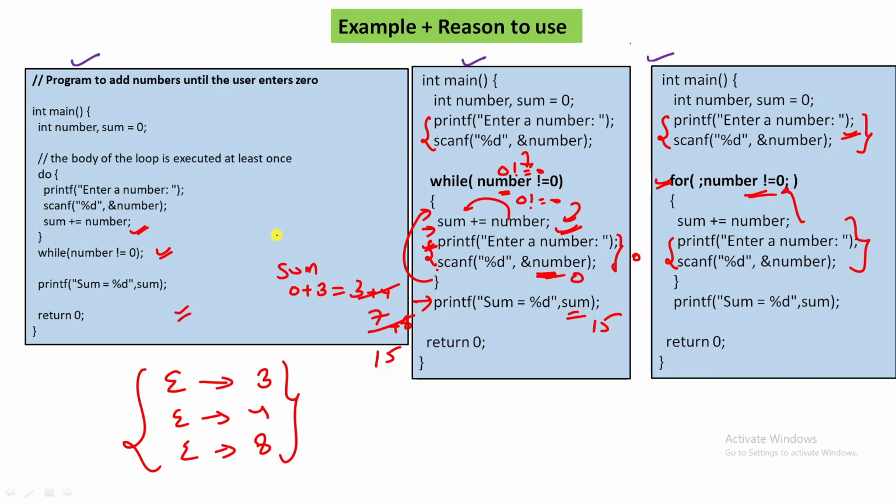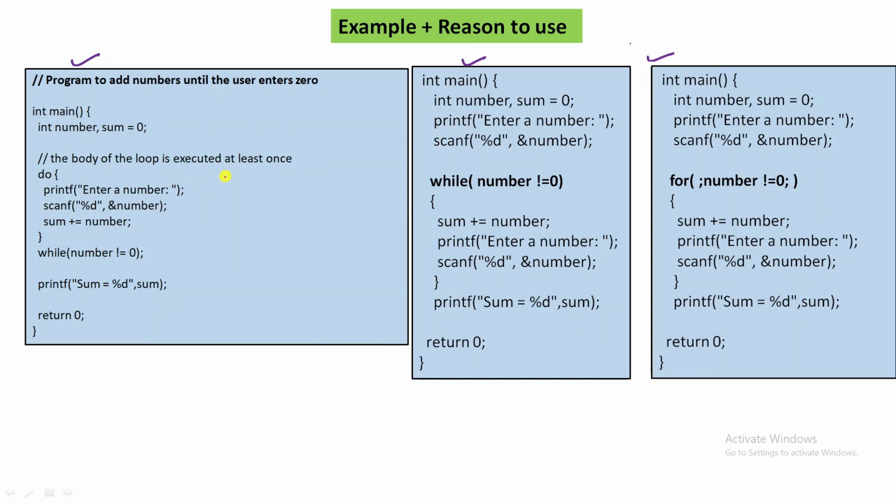Now the question is which way is preferable, and why I should use the do while loop here, not the while loop and for loop. Again, it is a choice. You are making the program using the do while loop or for loop, anything is fine, as long as the output remains the same. But then also I would prefer that I will use the do while loop here.